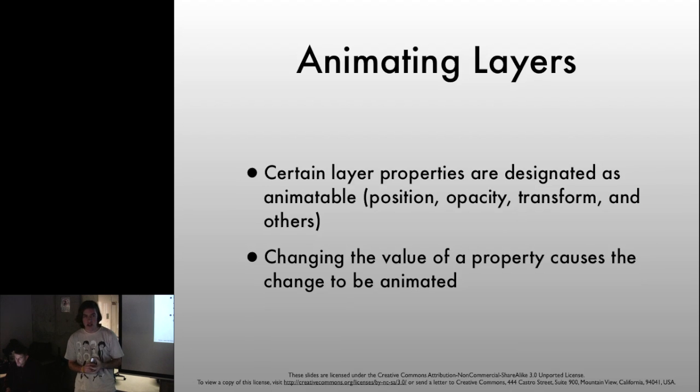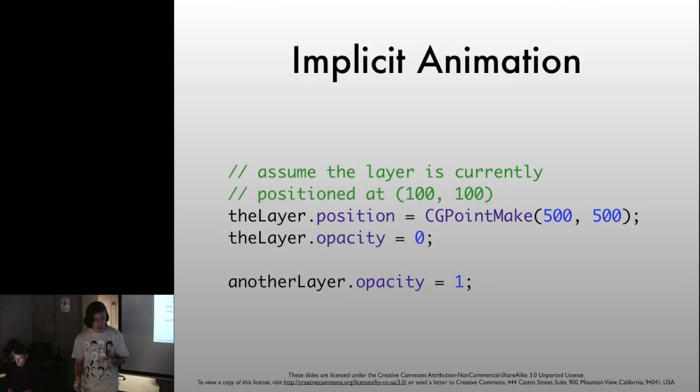One really cool thing you can do with layers is that certain properties of the layer, like its position, its opacity, its transform, and a whole bunch of others, are designated as animatable. What's really cool about them is that if you change the value, it animates the change automatically. If you have a layer and you change a property, it just animates it. It's really pretty spiffy. As you'll see in a demo app later, it's almost a trivial amount of code to do animation. This is what's called implicit animation.